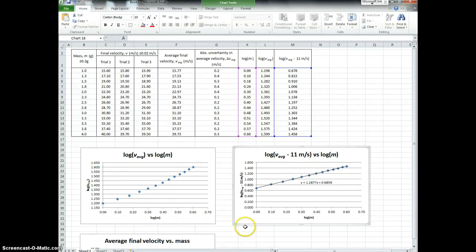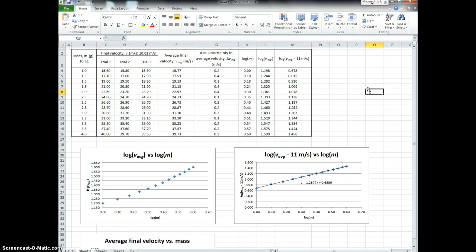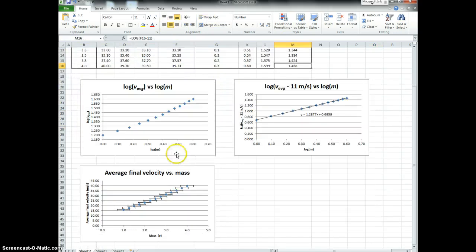So this is the final video that I will show performing the analysis required in the IB Physics lab report. So far we've got our nice table here. We've got our graphs. This was the initial graph. Here's the second graph we produced.